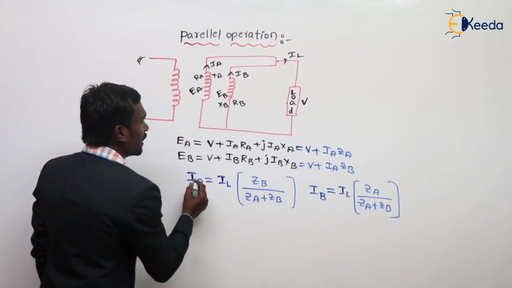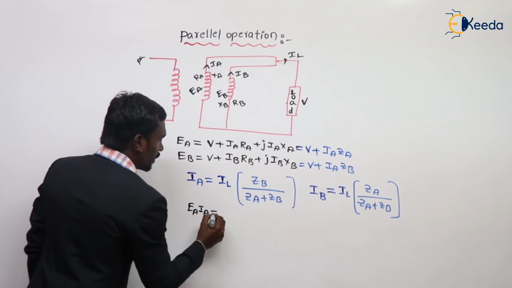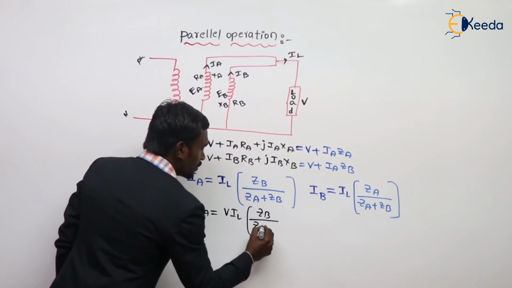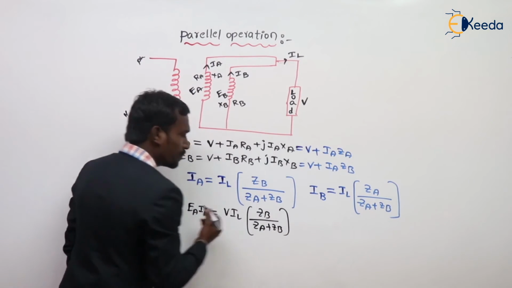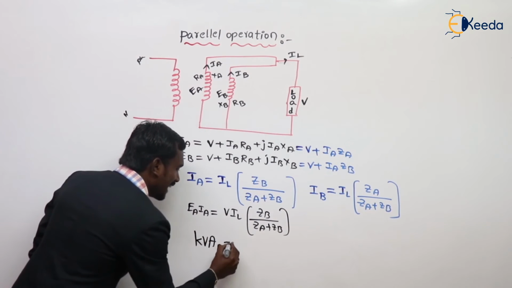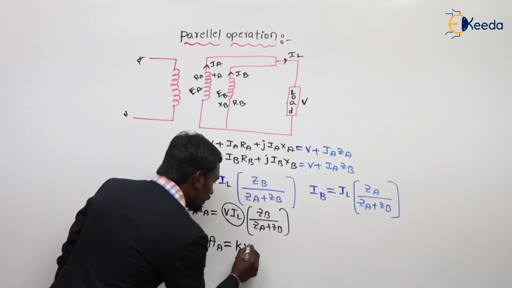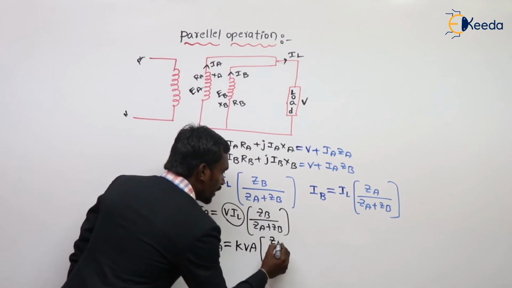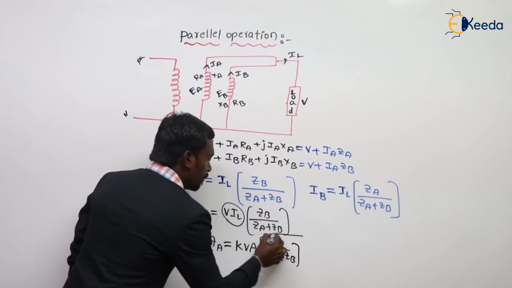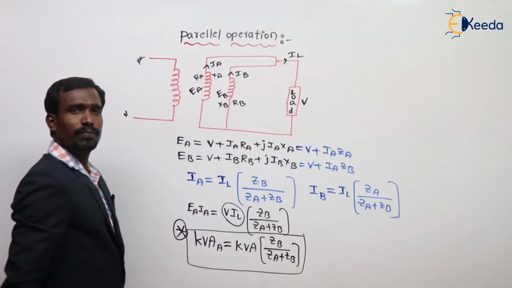So tell me, what is here? EA IA is equal to V into IL, ZB upon ZA plus ZB. EA IA is nothing but the load shared by transformer A. The load shared by transformer A is equal to total load kVA multiplied with ZB by ZA plus ZB. This is the load shared by transformer A.